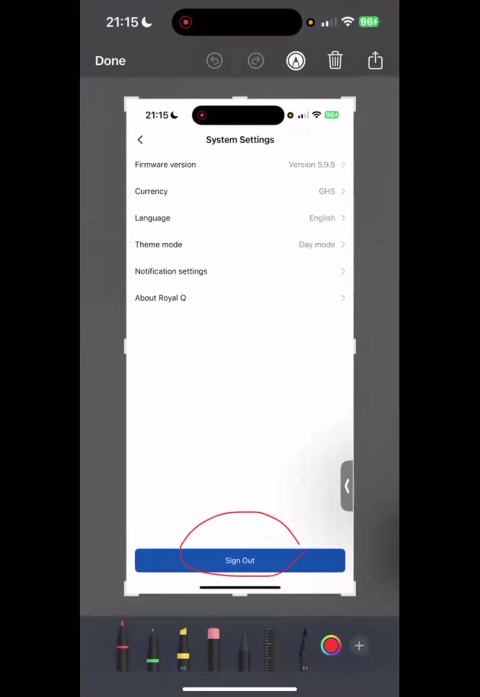System settings, if you want to log out, you tap on system settings, then sign out. Okay. This is the current version of RoyalQ. So make sure you have, but this is the Apple version, not the Android.